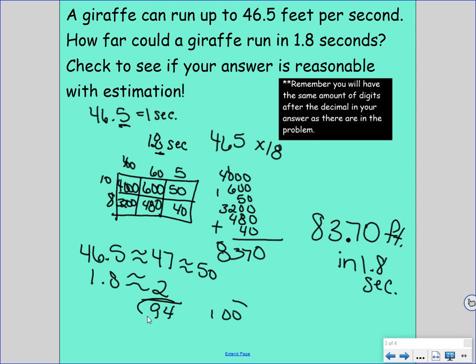So we got 94 as an estimation. Is that reasonable if we got 83 7/10? I think it is. I think it's a pretty reasonable answer because 46 rounded to 47, which is a large amount. 47 is a larger number, and then 2 is a smaller number, and we multiplied correctly, right? 14 and 9, yep. So it's not too far off. I think it's pretty reasonable. So our answer here makes sense.